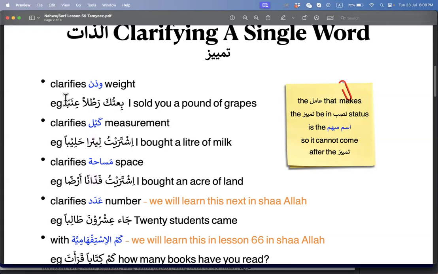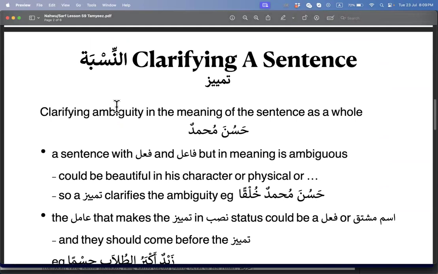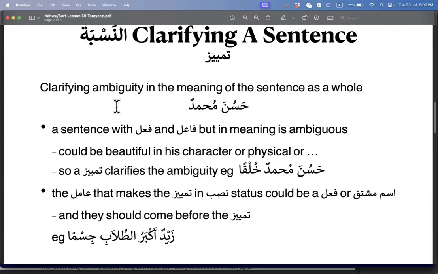But what is the amil of this tamyiz? It is this word. It's not the fi'il, basically. Okay, can I understand? Then this is the one I would say is not so easy. Once you see a number or a measurement, tamyiz will come after that. But when you clarify a sentence, it's a bit difficult for us that are non-native.